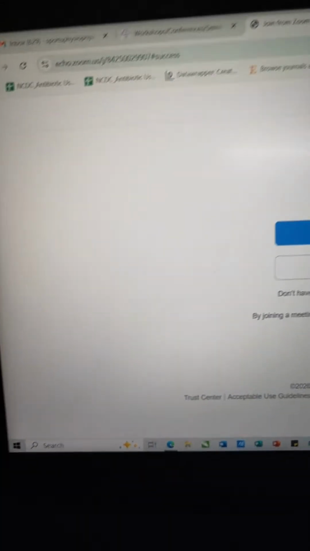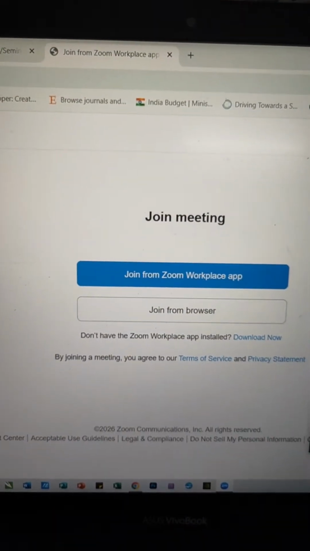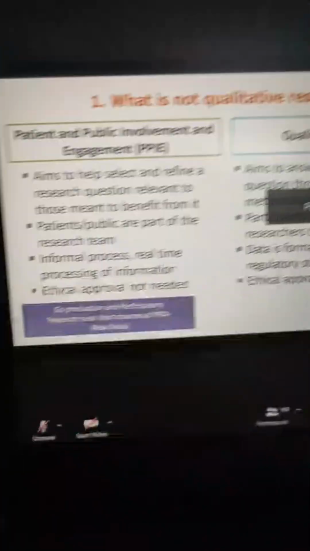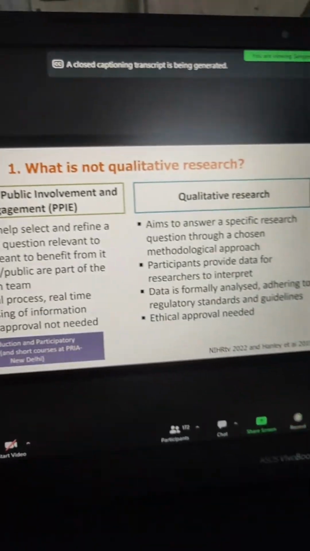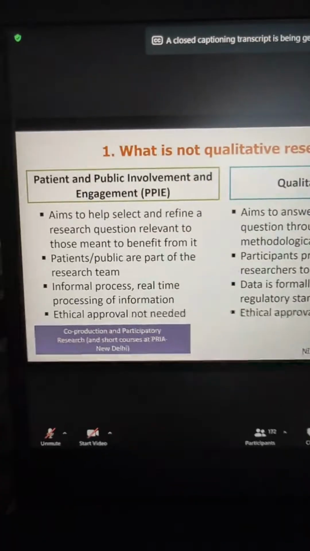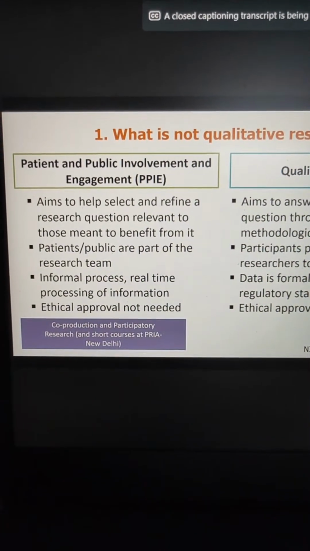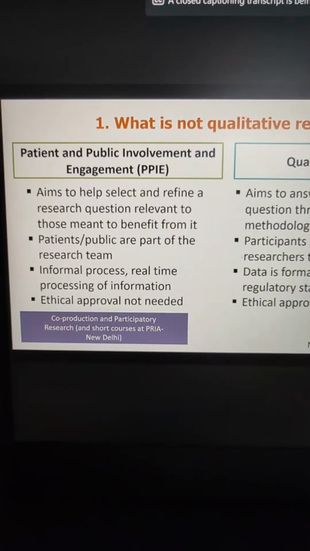So starting off with what is not qualitative research, people who are new to qualitative research often confuse patient and public involvement and engagement work, called PPIE, with qualitative research. They have very different purposes. PPIE aims to help you select and refine a research question that's relevant to those who are going to benefit from it. And the patients and the public are very much part of the research team. It's an informal process, often not requiring ethical approval.